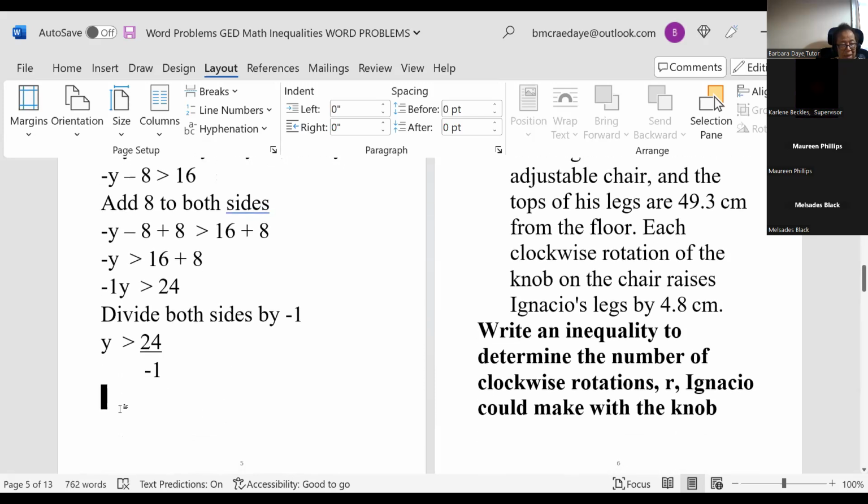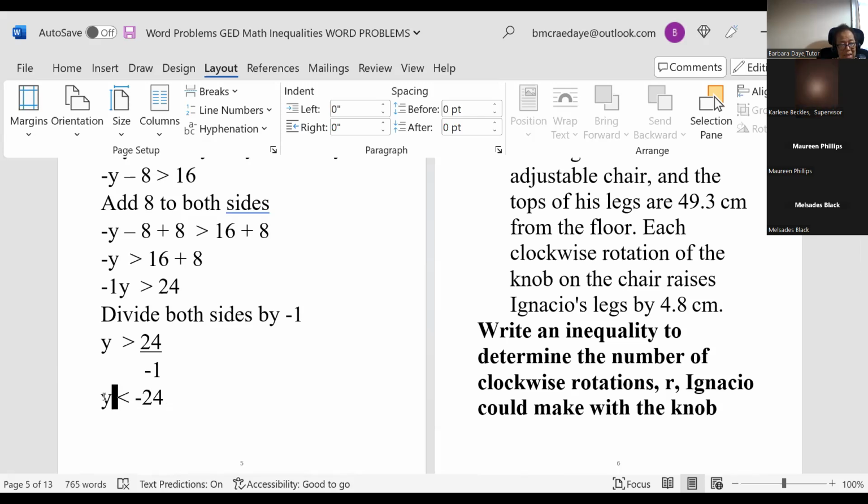So when we divide by a negative, we reverse the inequality, Maureen. So what do I have? Y is less than... That's right, less than, well, not -1. 24 over -1 is what? -24. Oh yeah, 1 into 24. Okay. So y is less than -24. That would be your answer.